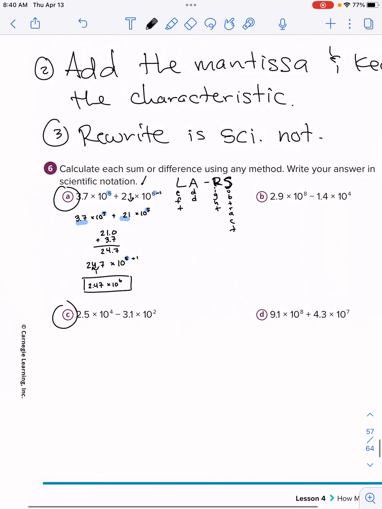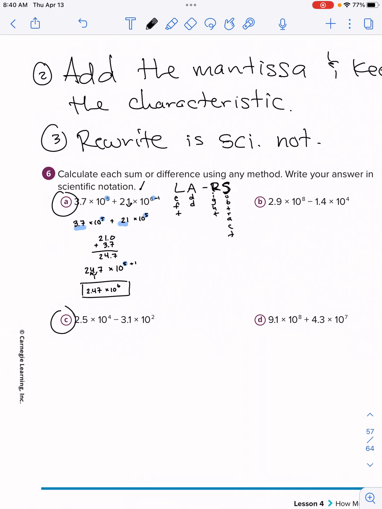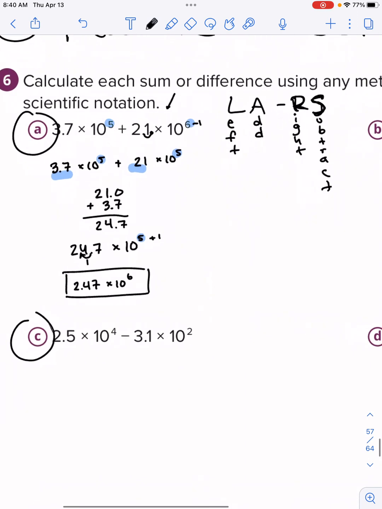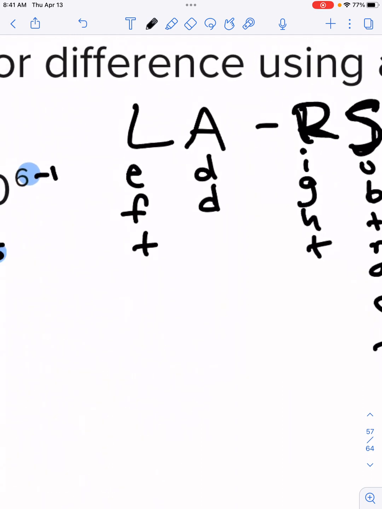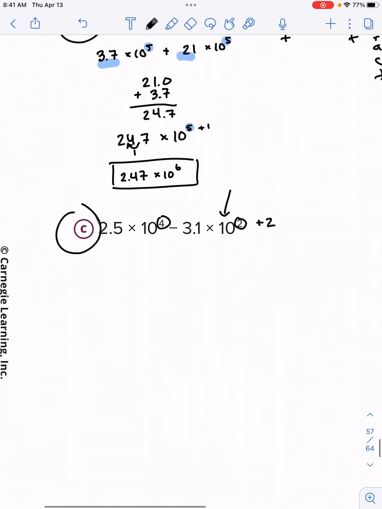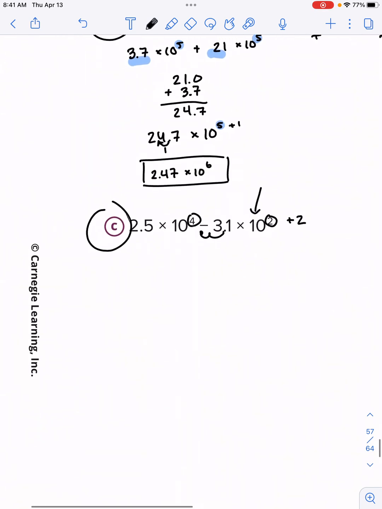Okay, so it looks like I need to add. I'm going to make this exponent, the 2, try to become a 4. So I need to add 2 to it. Since I'm adding 2, I need to move that decimal point 2 to the left. So to rewrite this, it will be 2.5 times 10 to the 4th power minus, looks like this will be 0.031 times 10 to the 4th power as well.